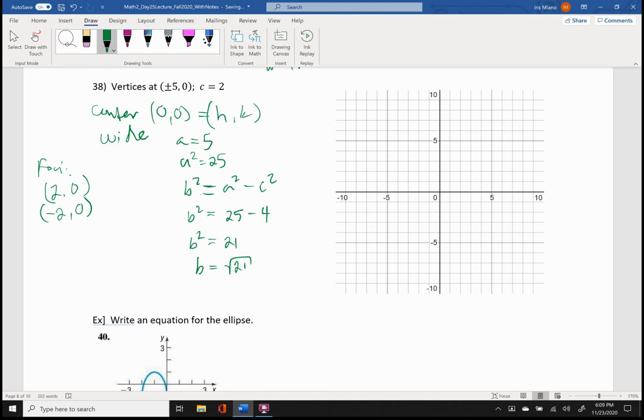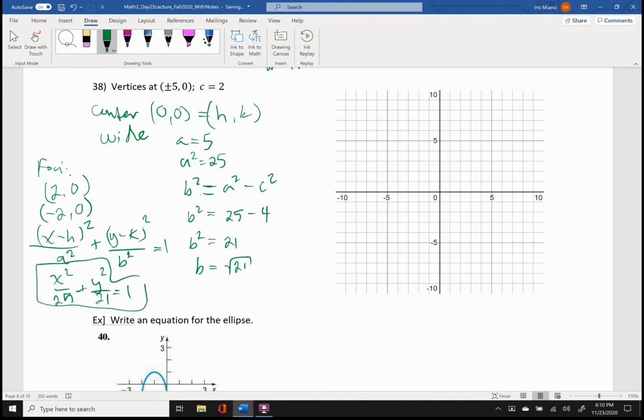Furthermore, okay, so we're going to have that structure of x minus h squared over A squared plus y minus k squared over B squared equals 1. But remember, h and k are 0. A squared equals 25, B squared equals 21. So we'll have x squared over 25 plus y squared over 21 equals 1 as the equation that we want.